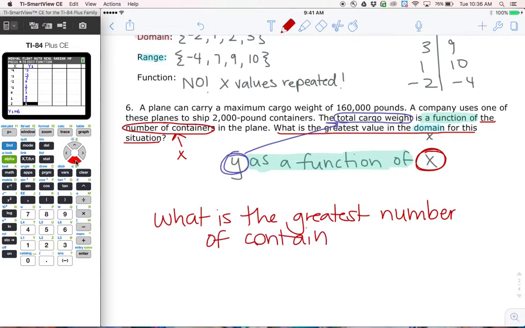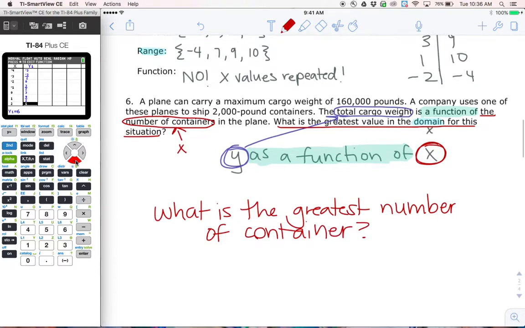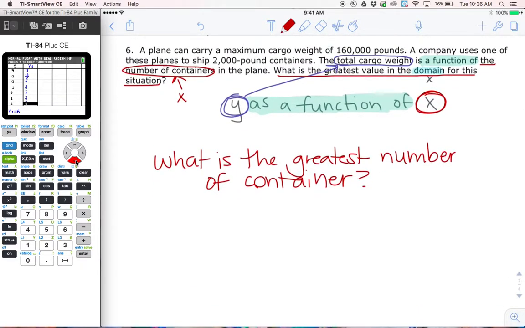Well, that's not hard math. Right? That's not hard math. We're just talking about this plane here, right? It can carry 160,000 pounds total. Each one of our things weighs 2,000 pounds. So to find what we can hold, we're going to say 160,000 total possible pounds divided by 2,000 pounds for each of these containers. How many containers can we carry? 160 divided by 2 is 80.